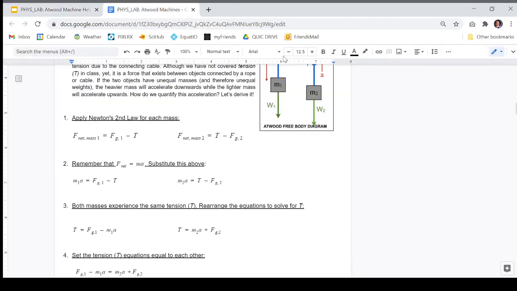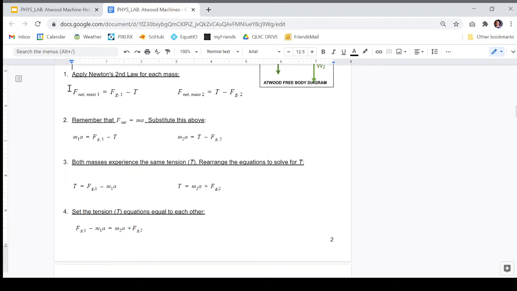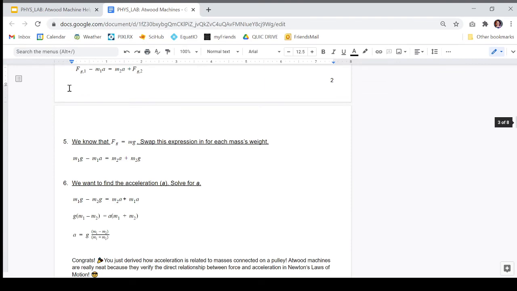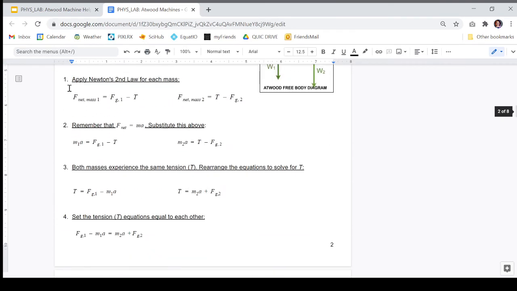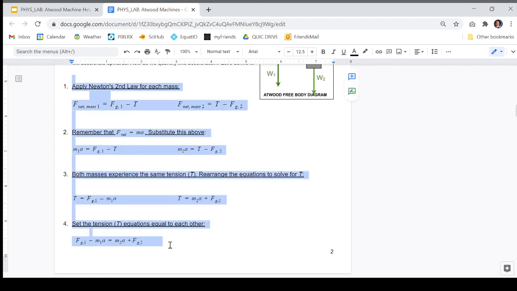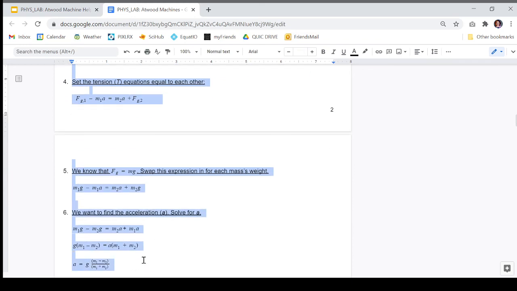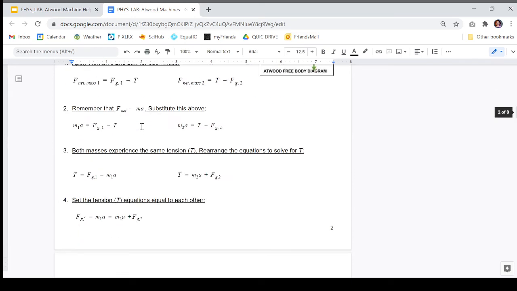So in the lab itself, on page 2, right here, I say, how do we quantify this acceleration? Let's derive it. Y'all, steps 1 through 6, that is the derivation. I am asking you to rewrite, preferably by hand, so you get some experience writing it out, all of these steps, all of these equations.